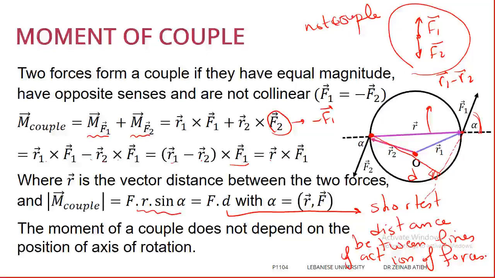Okay, as you can see, the moment of the couple does not depend on the position of O, it only depends on the distance between them. This is the advantage of calculating directly the moment of a couple.